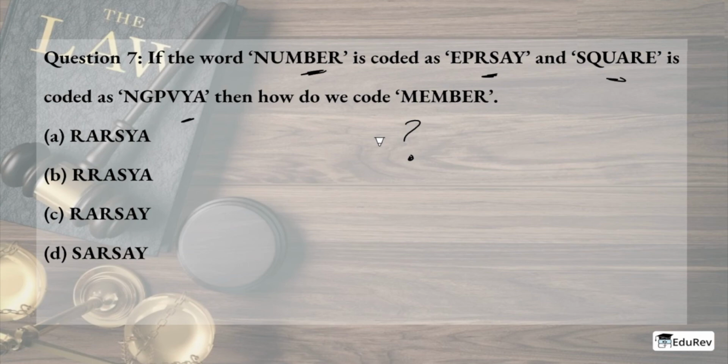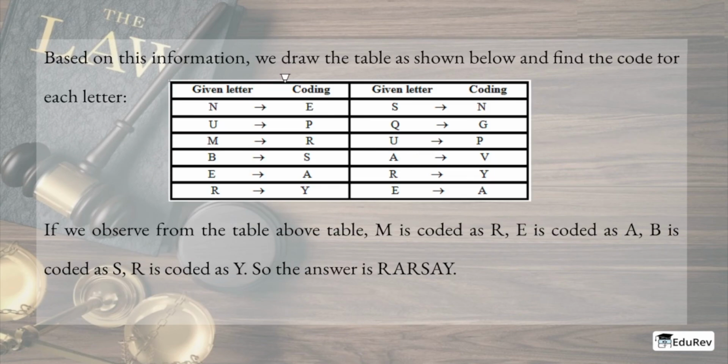Based on this information, I can say that the given letter is N and the code is E. U is coded as P. And similarly, I have found out the coding of all the given letters. Once I know this, I know from the table that M is coded as R, E is coded as A and so on. So, my answer is going to be what? RARSAY.